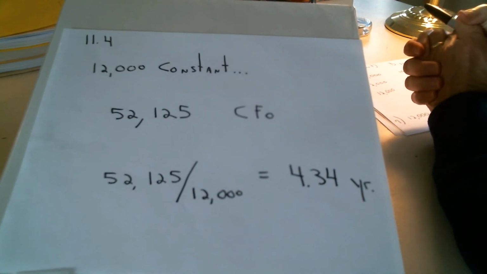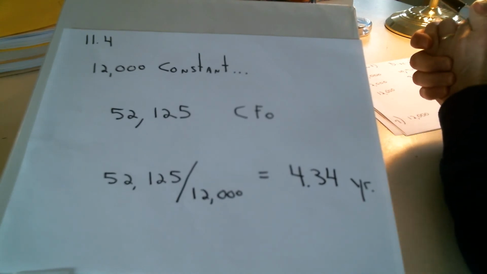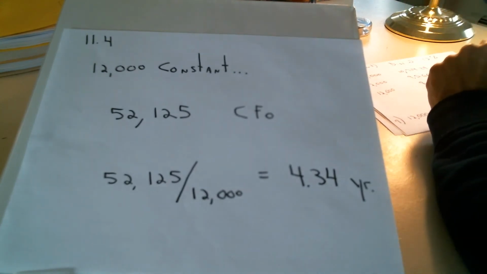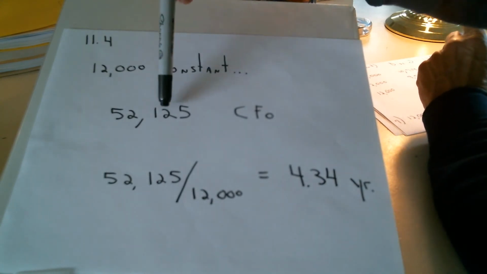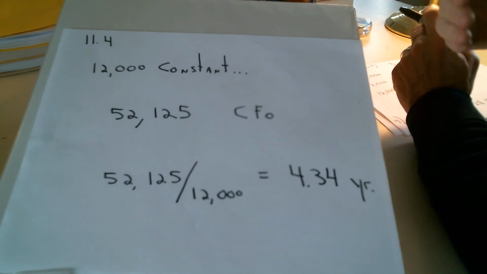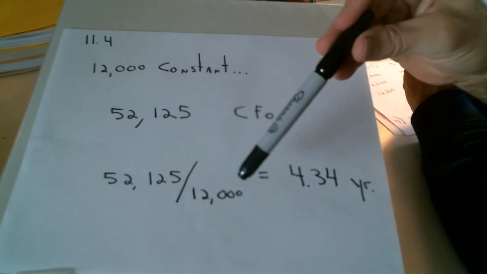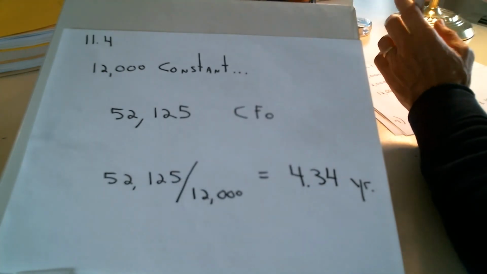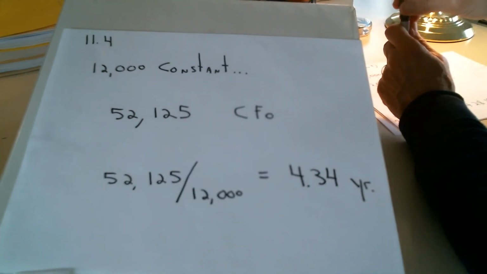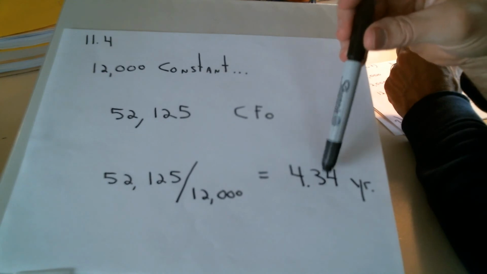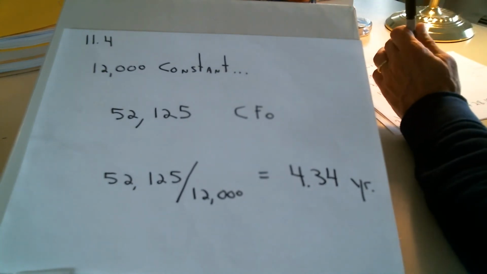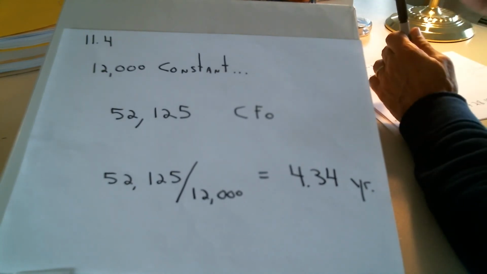Problem 11.4. Again, we're looking for the payback. This is pretty easy because it's $12,000 each year. We've paid out $52,000. If we're getting $12,000 consistently year after year, simply see how many times that goes into $52,125. That is 4.34 times. So your payback period is 4.34.